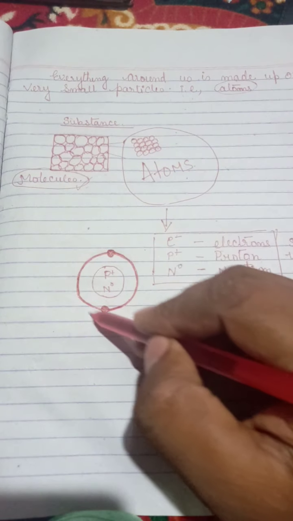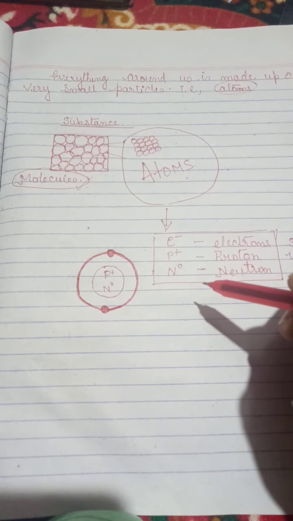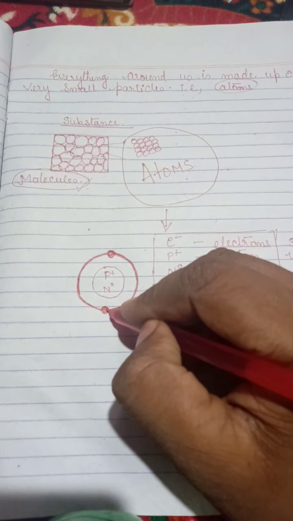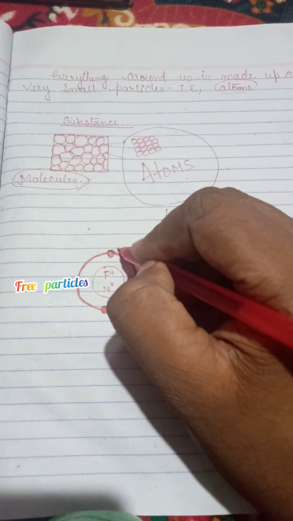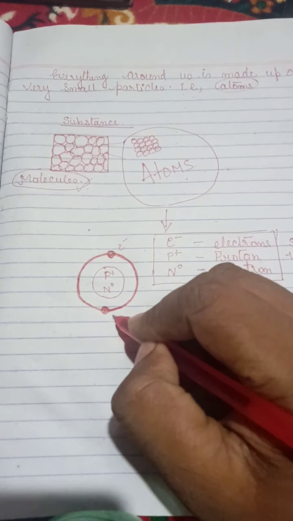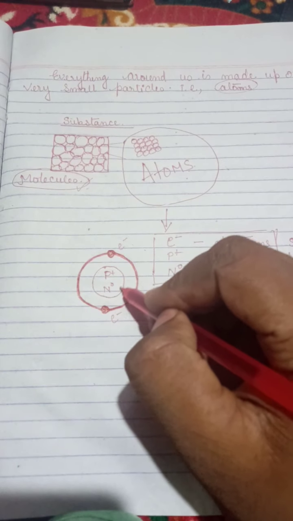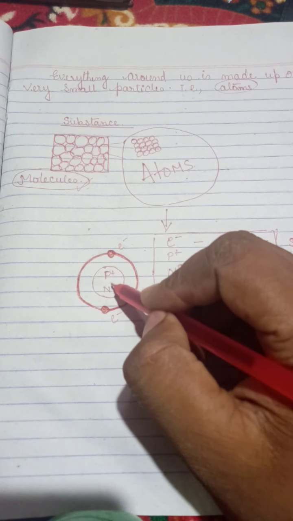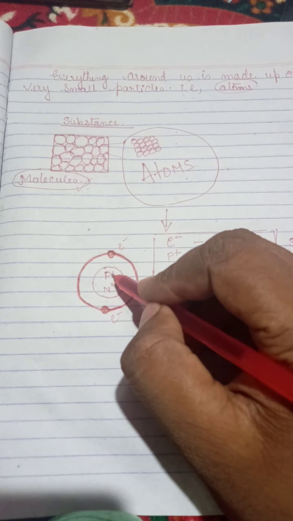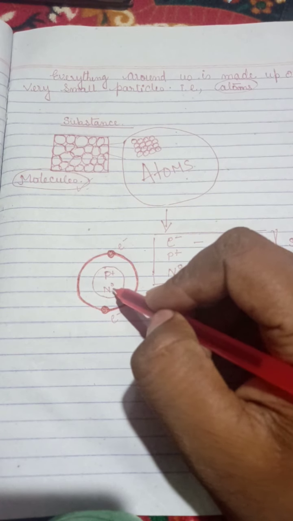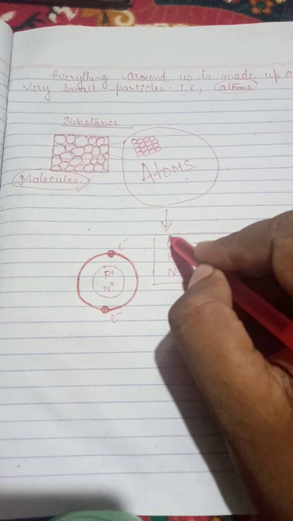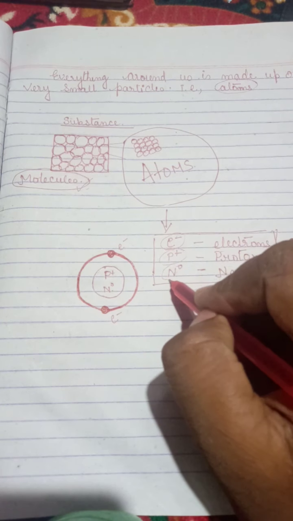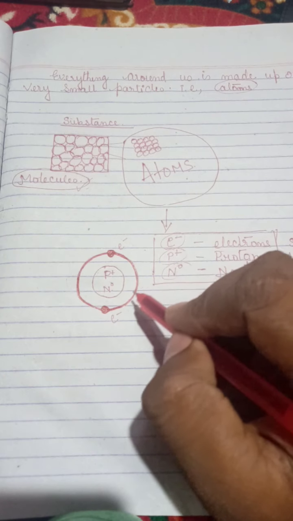So this is the basic atom structure. In the basic atom structure we see that these two are free electrons, and in the center there is the nucleus of the atom. It has two particles, that is proton and neutron. The electron has a negative charge, the proton has a positive charge, and the neutron is neutral, means it has no charge.